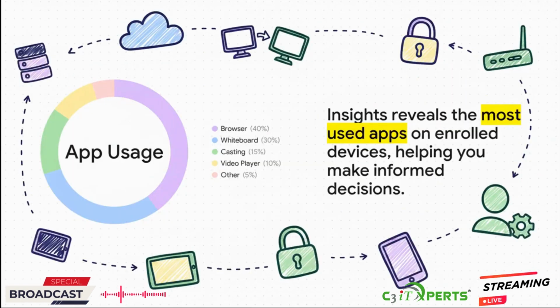And that data gets even more specific. Insights can show you exactly which applications are being used the most on your devices. Seeing a lot of browser usage might tell you that you need better web filtering. Seeing low usage on a new learning app might mean teachers need a bit more training. This is the kind of data that helps you make truly smart decisions.